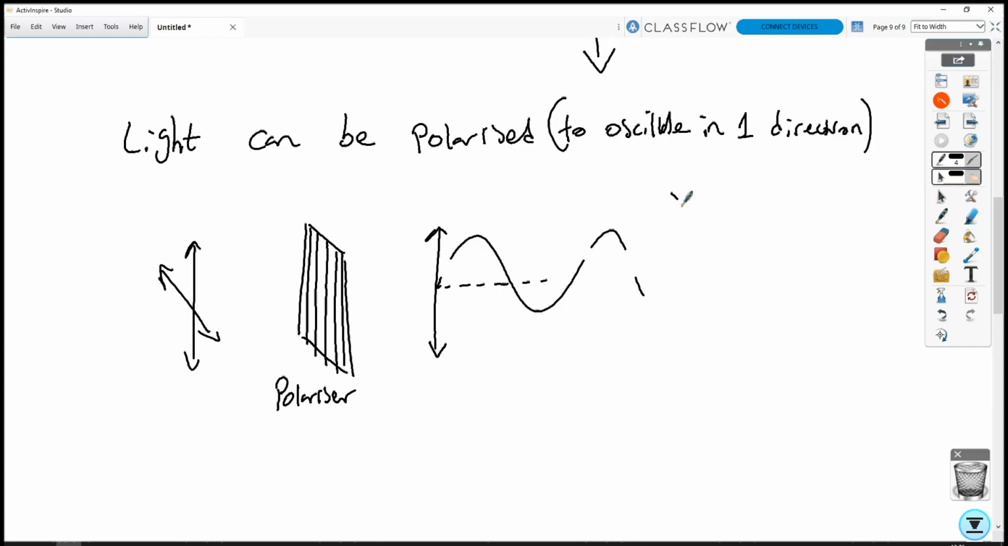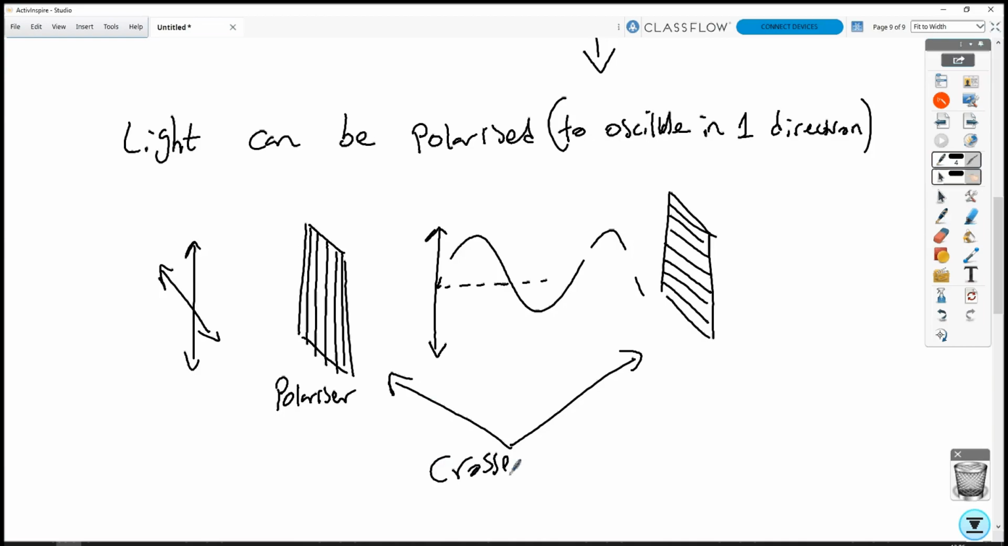And then what we can do is put another polarizer in front of that one, but this time we put a horizontally polarized polarizer. So now what we've done is we've crossed these two polarizers at 90 degrees to each other. And so no light manages to get through on the other side.